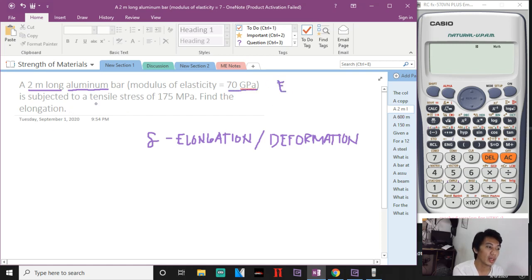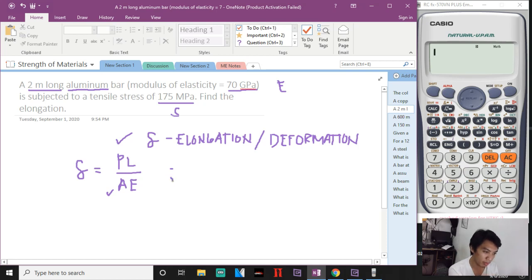Okay. Is subjected to a tensile stress. So, that is stress. And you're asked to find the elongation. Now, we will go with the formula na ito. Diba? Nakangiwi. Ibig sabihin, that is Pauline Luna ayaw kay Andrew E. But, you are not given any load and any cross-sectional area.